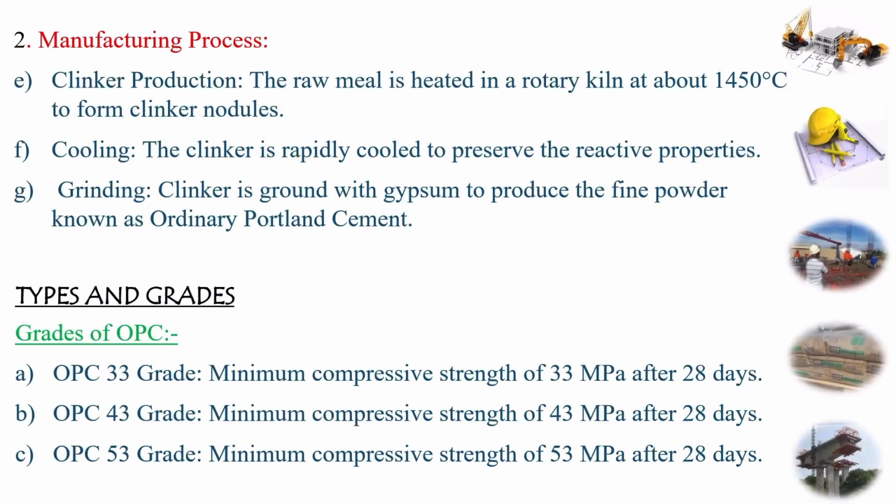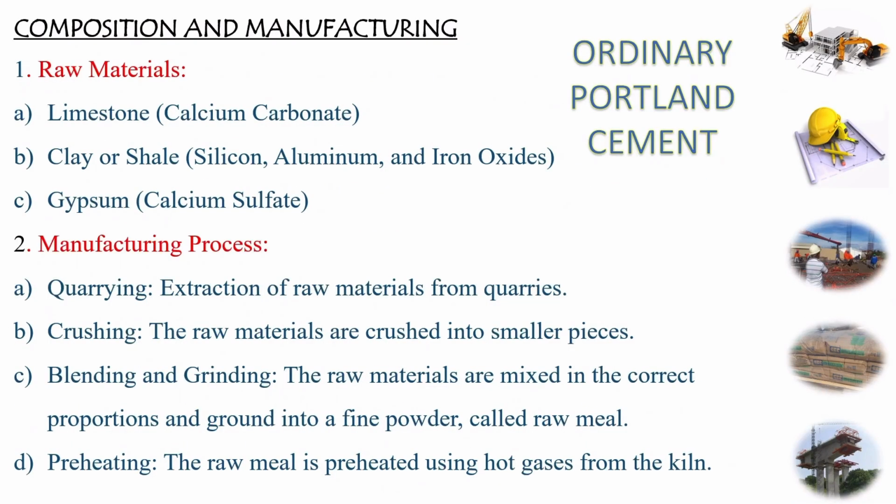So today we'll be discussing ordinary Portland cement. We'll begin with the composition and manufacturing. In raw materials, first we have limestone, which is calcium carbonate. Then we have clay or shale, which is silicon, aluminum and iron oxides. Then we have gypsum, that is calcium sulfate.